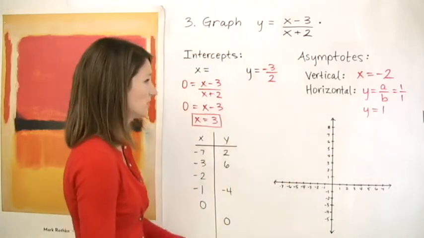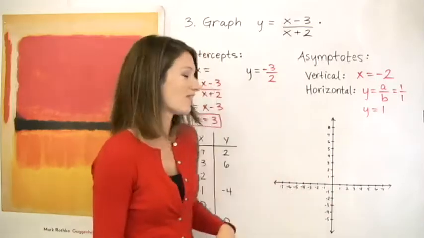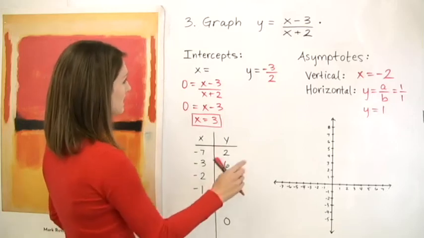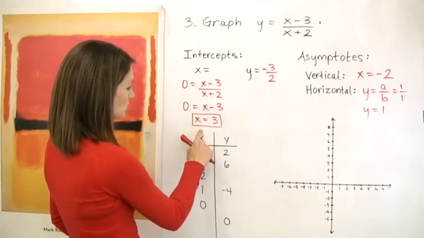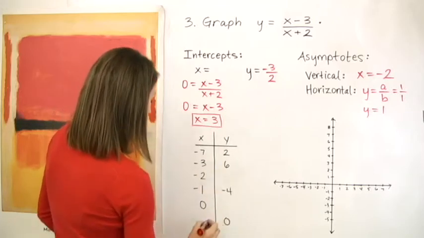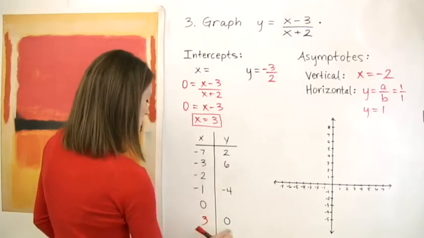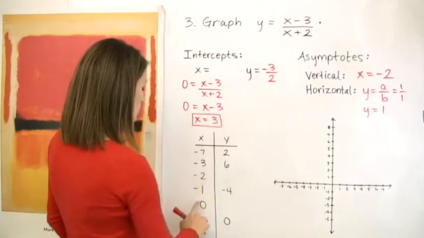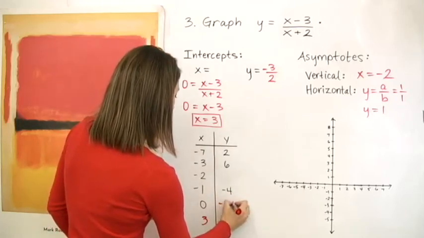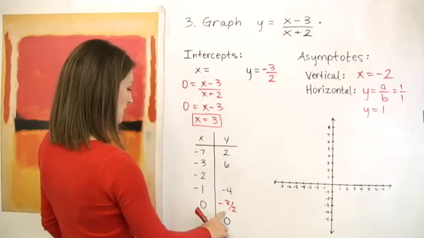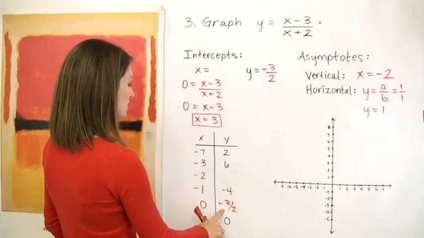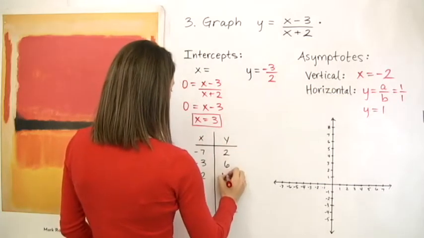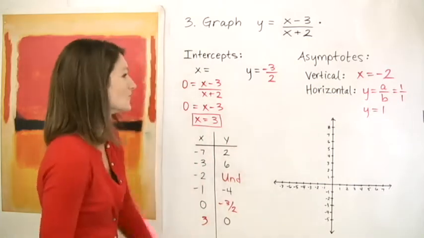So now let's fill in our table of values with some of the information that we just found. I plugged in a few other points to help us graph, but let's also add our x-intercept, which is where y is 0, so we can put that down here, at 3, 0. Our y-intercept occurs where x equals 0, so we can plug in negative 3 over 2 here at 0, negative 3 over 2, which is our y-intercept. And then also for the value of negative 2, that was our vertical asymptote, and we know this is where our function is undefined.